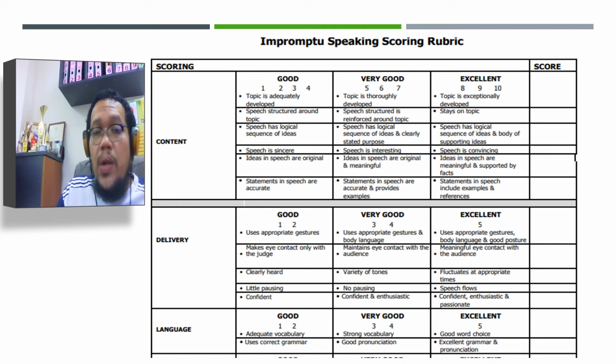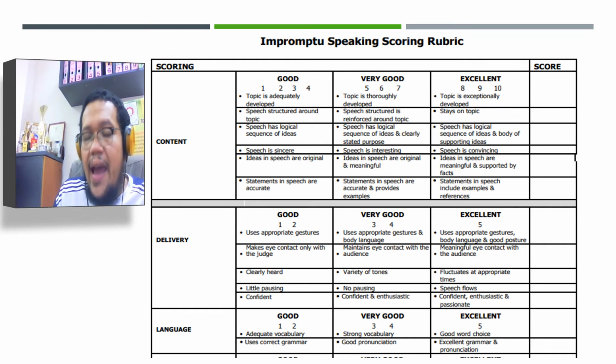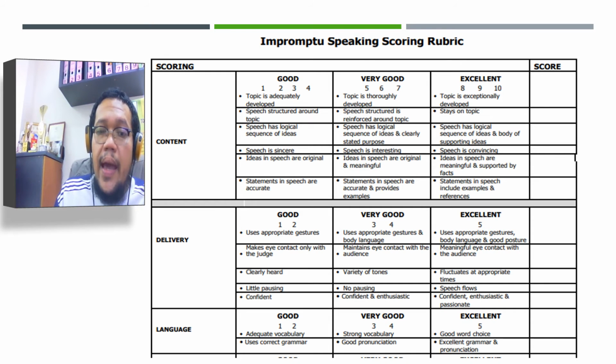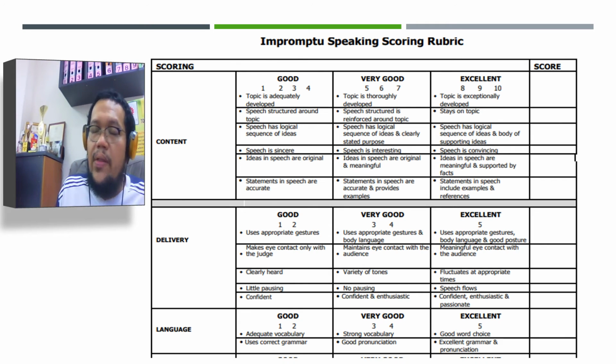We will also look at the delivery aspect, which is your gestures, your eye contact with me, whether your voice is clearly heard, whether you use pausing, and the most important thing is actually your confidence level when you speak. And lastly, your language, this is your grammar and your vocabulary use. And I forgot to put here your time management. For example, I give you 2 to 3 minutes, whether you follow that time limit or not. If you exceed the time, your time management is not good.